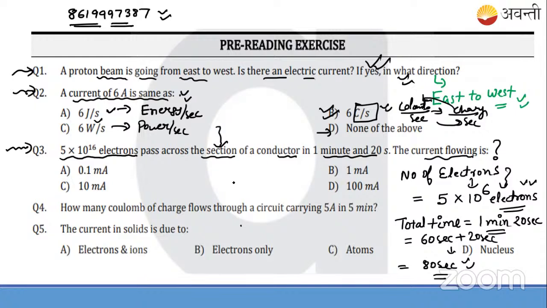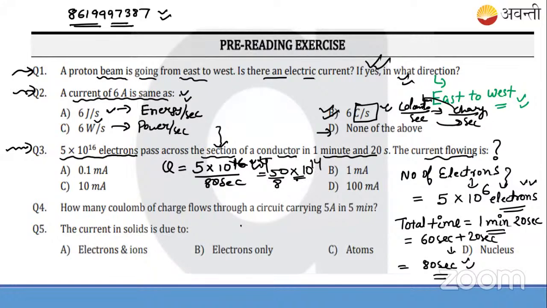You already know that the current passing is equal to the number of charges, which is here given as 5 into 10 to the power 16, upon the total time taken, that is 80 seconds. Okay? So when you solve this, it will come out to be 50 by 8 into 10 to the power 14.